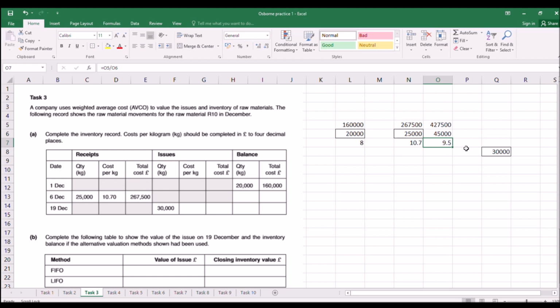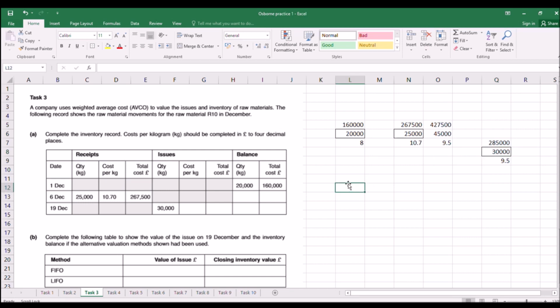Interesting, I'm not seeing anything yet about 4 decimal places, unless they're just yanking our chain a little bit. Okay, and now we issue the 30,000. So we're issuing it at £9.50. So the cost per unit would go in here at £9.50, and the value of that is going to be £285,000.